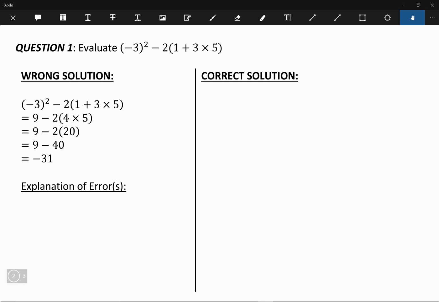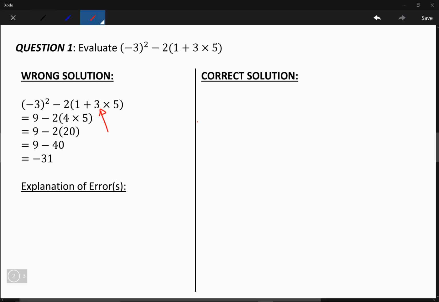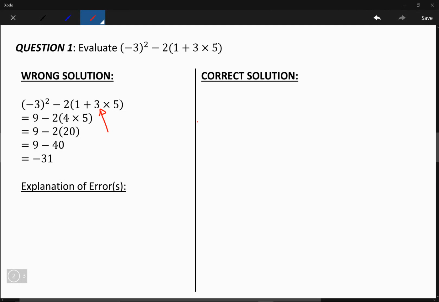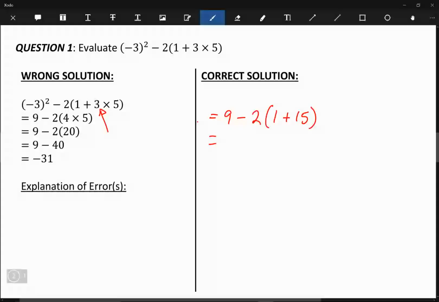Now you may have noticed here in the first one that there should have been a multiplication here first. Okay, so they added 1 plus 3 before they multiplied 3 times 5. So the correct solution would be to say 9 minus 2, and then you leave the 1 as it is, and you do 3 times 15, which is 3 times 5, which is 15. So 1 plus 15.